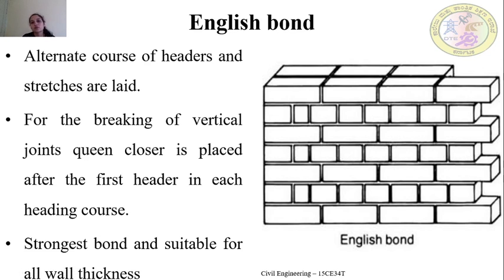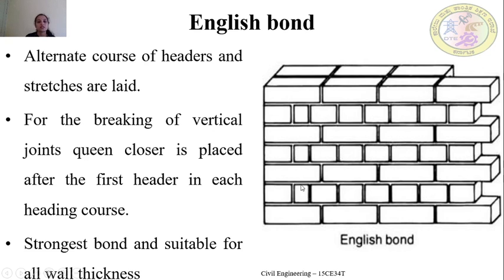Next type of bond is the English bond. English bond means alternate courses of headers and stretchers are laid. Let's look into this picture. This first course consists of the stretcher course. In the second course, it consists of only the header course. Again, the third course is a stretcher course. Again, in the fourth one, the header facing has been laid. So English bond means alternate stretcher and header courses have been placed.